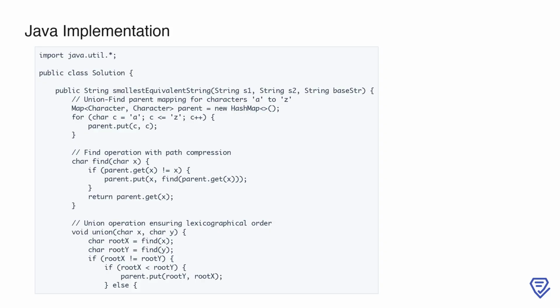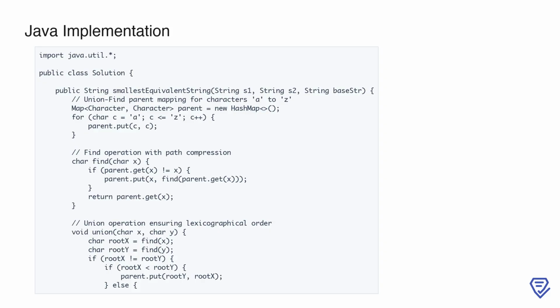Next, we define the find function to locate the root parent of a given character. It uses path compression to optimize the structure, ensuring that all nodes in the path point directly to the root parent. This is a key step in making the union find operations efficient.